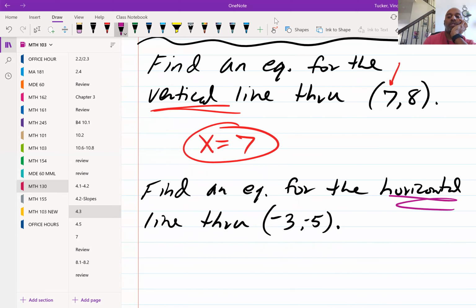And then if we want to do horizontal, then we would do y equals, but it will be equal to the y component, which is -5 in this case. So y equal -5. All right, questions on that?